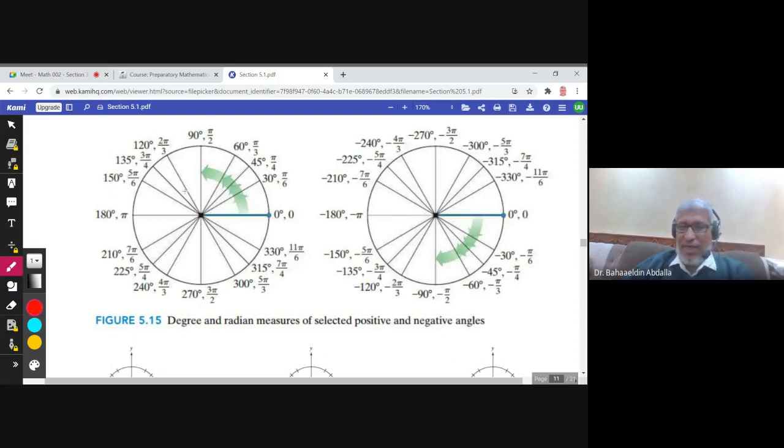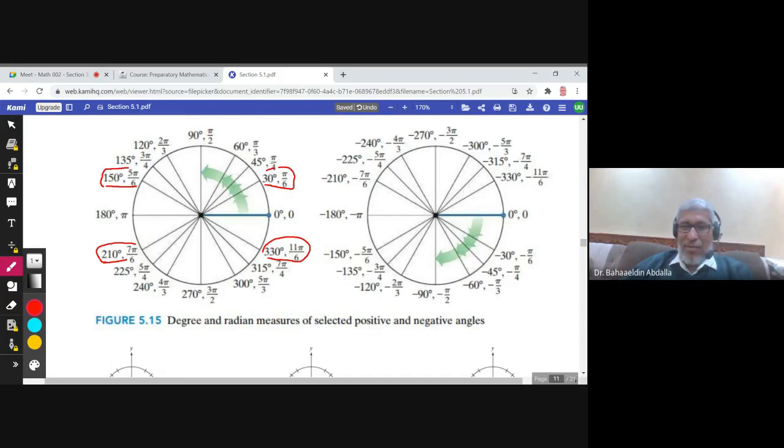150 is related to 30. What is the relation? This angle is 30, and this angle is 30. So before 180, subtract 30: 180 minus 30, you reach 150. So 30, 150, 210, 330 are together. This one, this one, this one, and this one are together. Okay. We will learn what we mean by this.